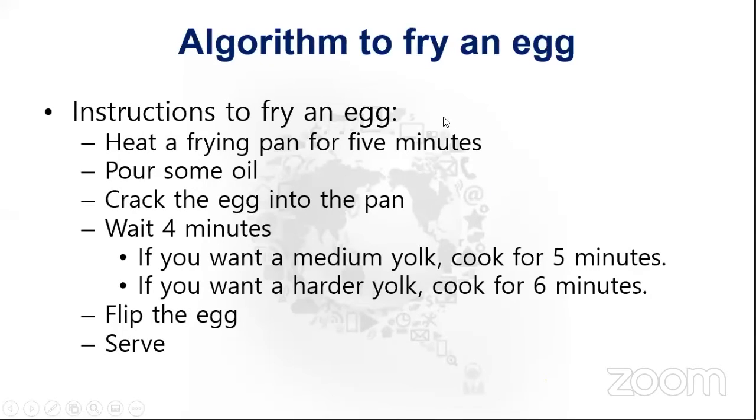Actually, I just know how to fry egg. If you ask me to cook, I can only fry egg. And this is the algorithm to fry an egg that I often use. Heat a frying pan for 5 minutes, pour some oil, crack the egg into the pan, wait 4 minutes. If you want a medium yolk, cook for 5 minutes. If you want a harder yolk, cook for 6 minutes. Flip the egg and serve to your users.